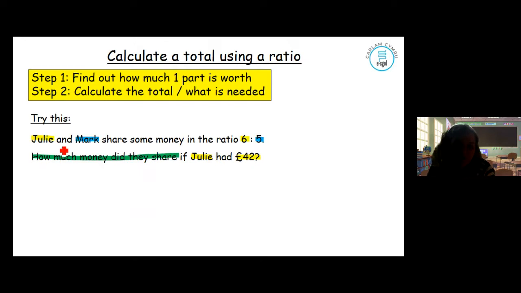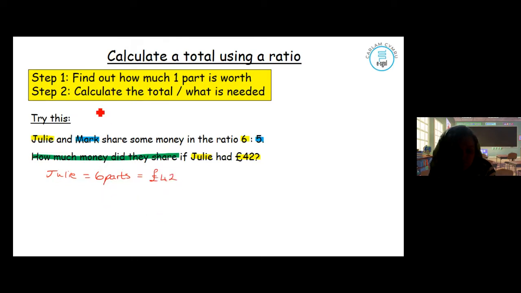Right then, so we only know how much Julie had, so we have to start with Julie. So I'm going to label what I'm doing, so it's really clear with my workings what I'm working through here. Julie has 6 parts and the money that she has is 42 pounds.